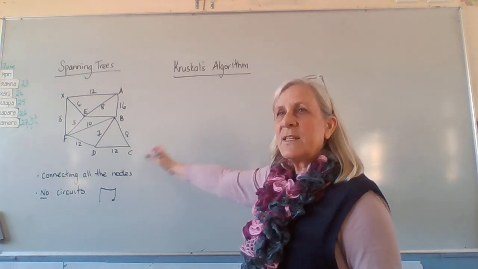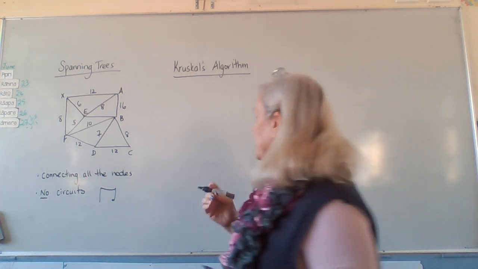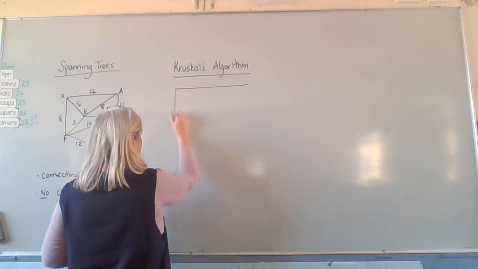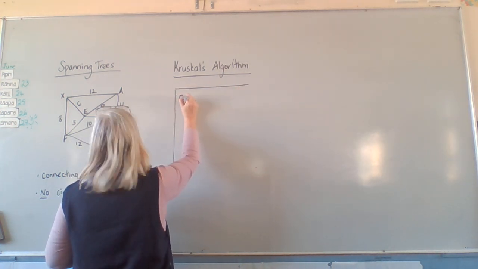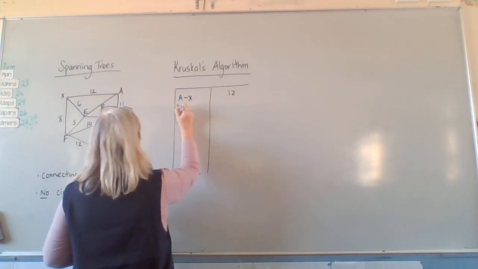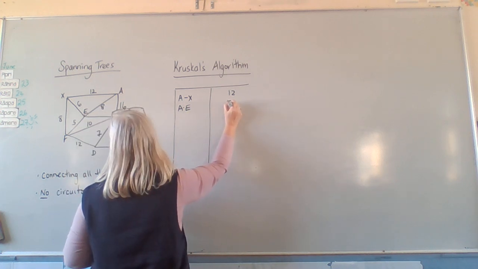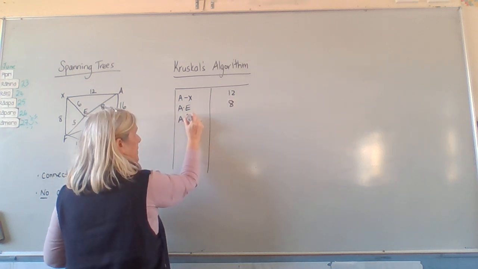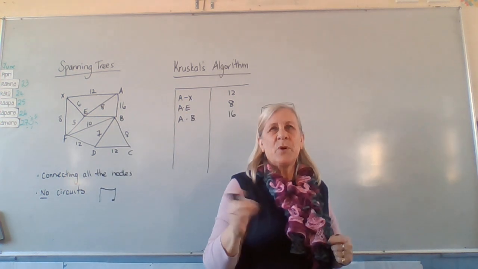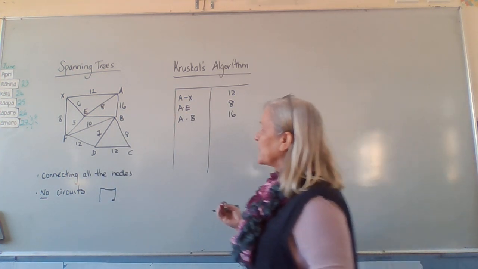So if we're looking at this one here, what we do with Kruskal's is we write down all the connections. So we start at A, and we go A to X is 12. A to E is 8. And A to B is 16, all right? You don't need to put any more in that are connecting up to A. So we go somewhere else next.